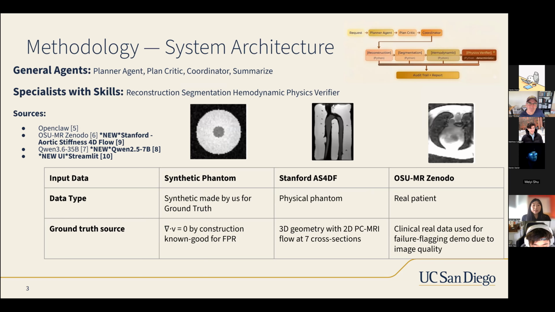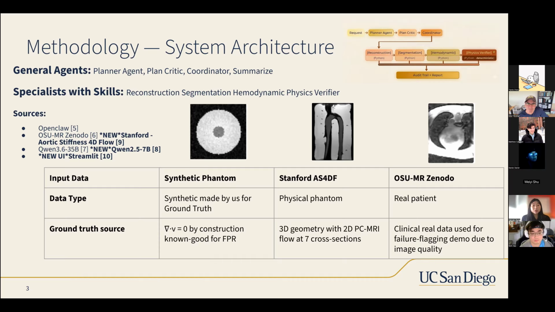We also added the Stanford aortic stiffness 4D flow dataset, a smaller LLM, Qwen 2.5 7B, and also built a brand new Streamlit UI. The Streamlit interface allows users to drive the whole pipeline through a browser rather than the command line. Now looking at the bottom table, this shows how each of the 3 datasets is used.